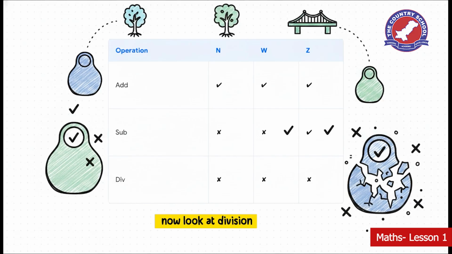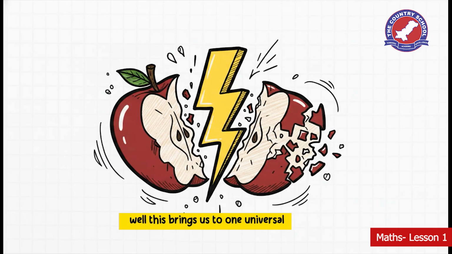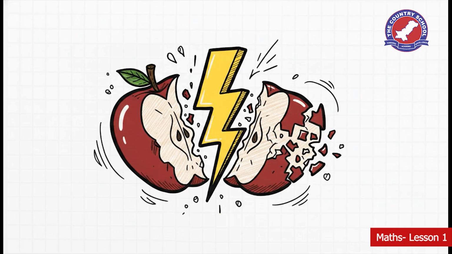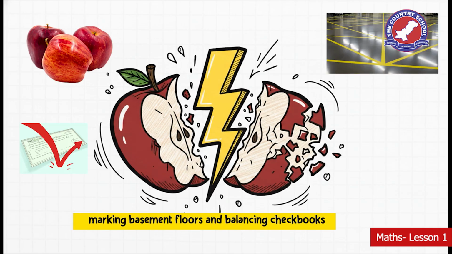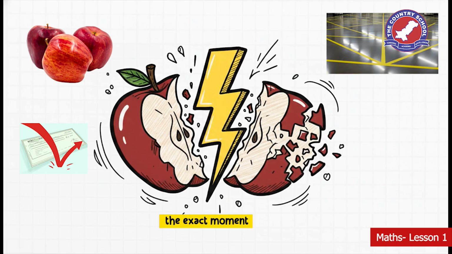Now look at division. What happens if we try to divide 8 by 3? Well, this brings us to one universal, non-negotiable rule shared by the natural, whole, and integer sets. Absolutely none of these foundational number sets can handle fractions or decimal points. Whether it's 2.5 or 2.67, these three sets are strictly about whole, complete units. They are amazing tools for counting apples, marking basement floors, and balancing checkbooks, but they completely fall apart the exact moment you try to split something into pieces.